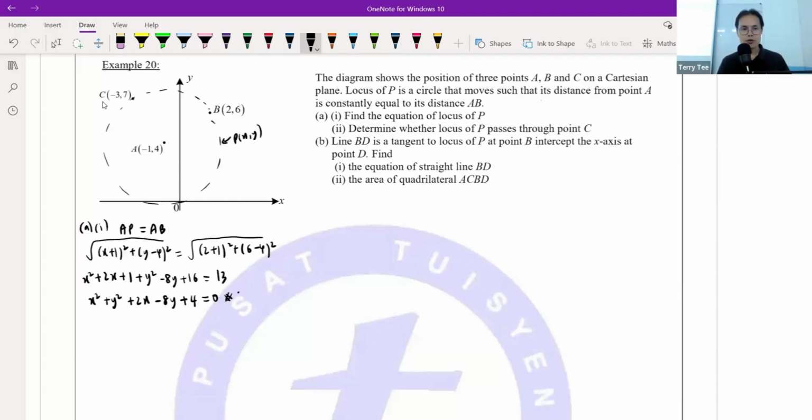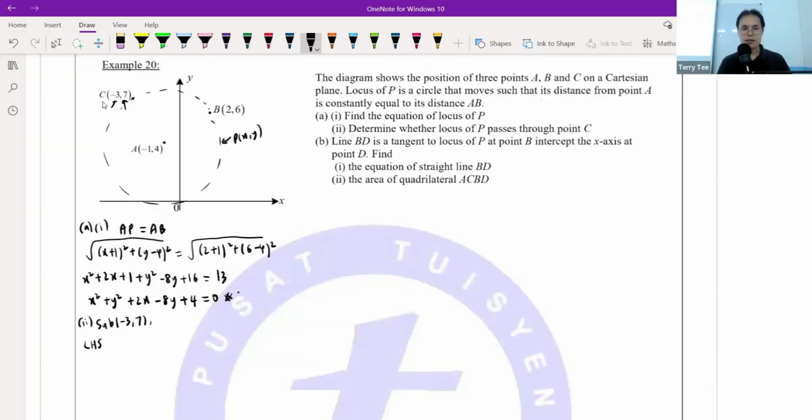Next, determine whether the locus of P passes through point C. Now, we know a locus will pass through a point if, when you substitute the x and y values inside, the left-hand side of this equation should be the same as the right-hand side. Yeah, you should get 0 when you substitute inside. So this is what we do. We substitute (-3, 7).